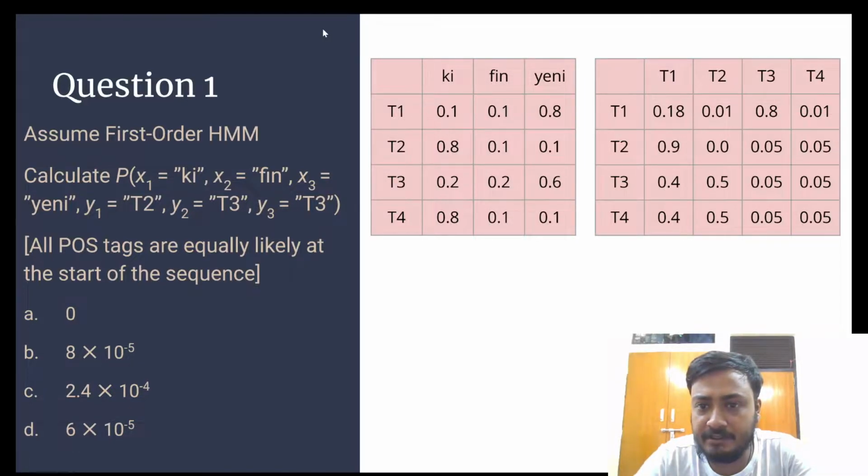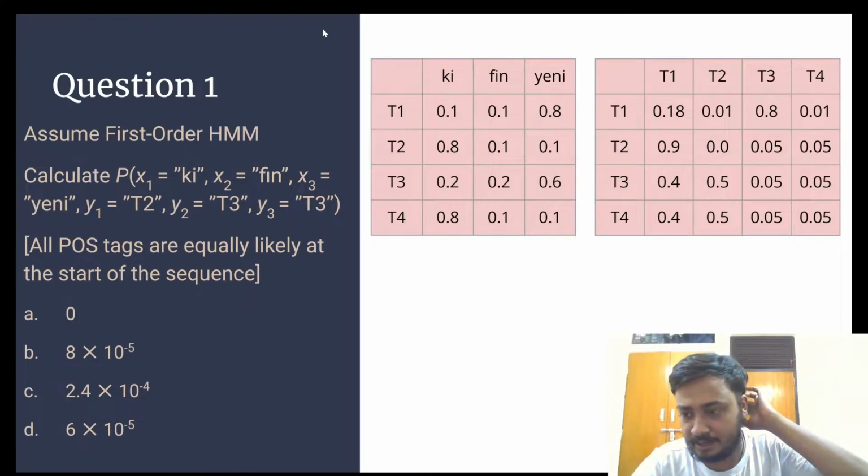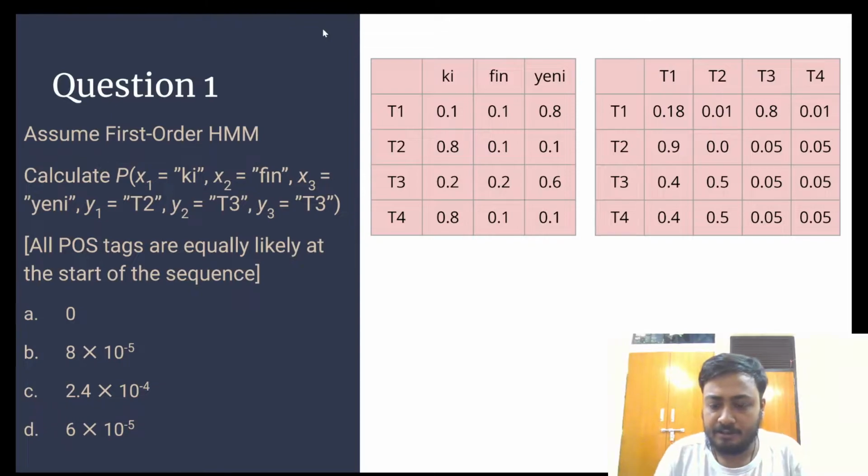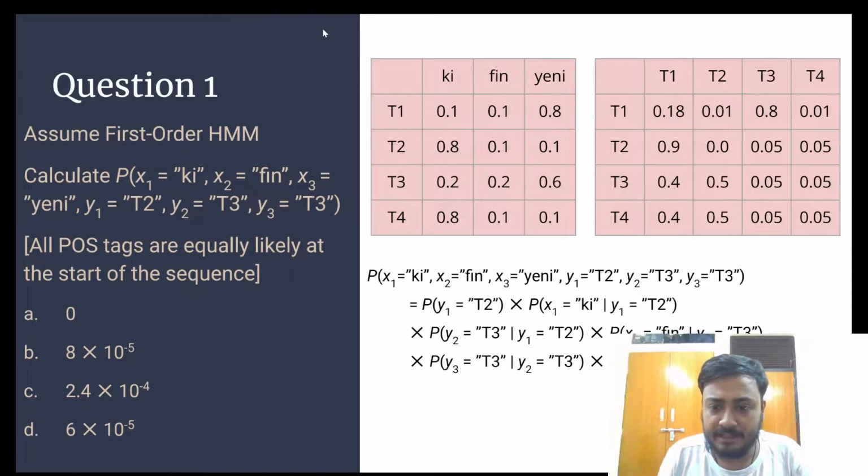As you can see, you have been given two tables. The first one is the emission matrix and the second one is the transition matrix. Based on these tables, you have to calculate the probability of the sequence they have asked. That is, x1 is key, x2 is fin, and x3 is yeni, given y1 is t2, y2 is t3, and y3 is also t3. So x are the words over here and y are the POS tags which you have to assign. This is based on the simple Markov model theory.